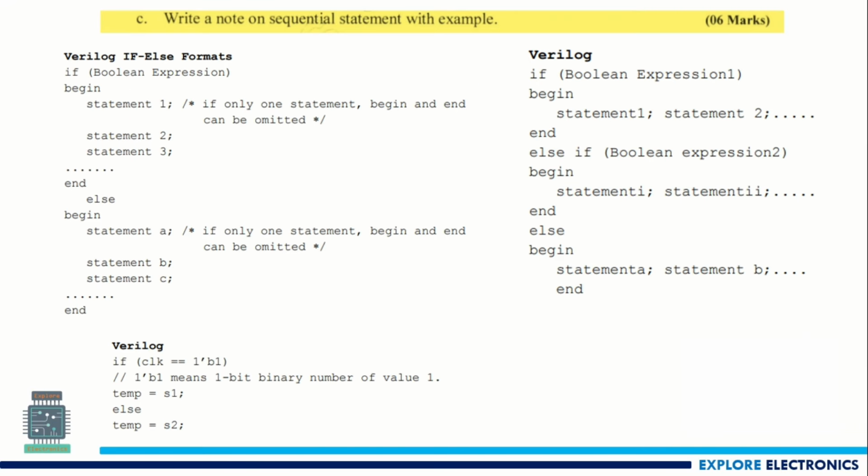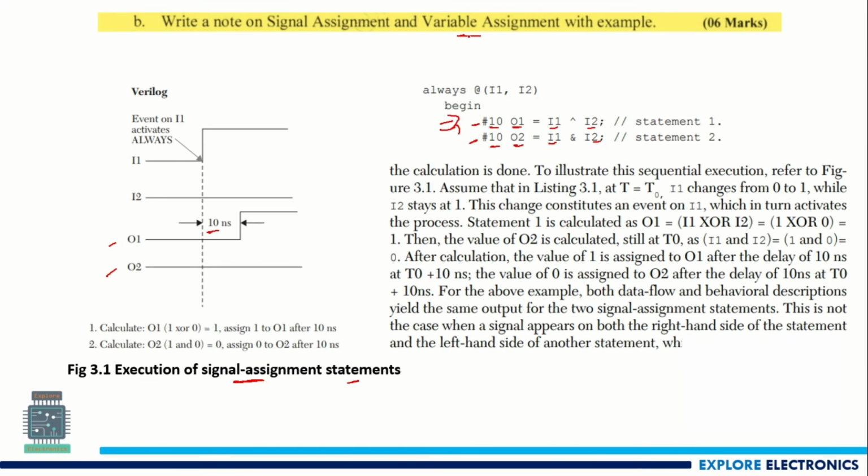This variable assignment is a question of VHDL. I don't know why they have given it over here. Since you know variable assignment, you can write it with an example and some simple explanation. Otherwise this question should not be included here.